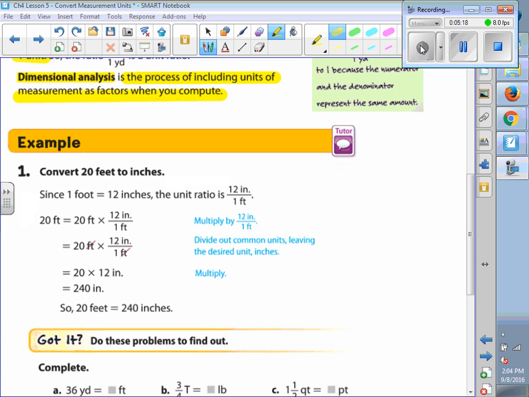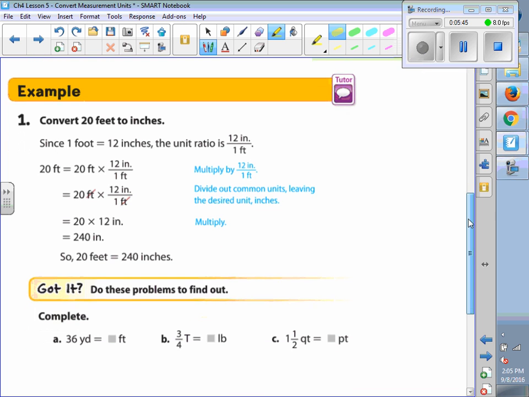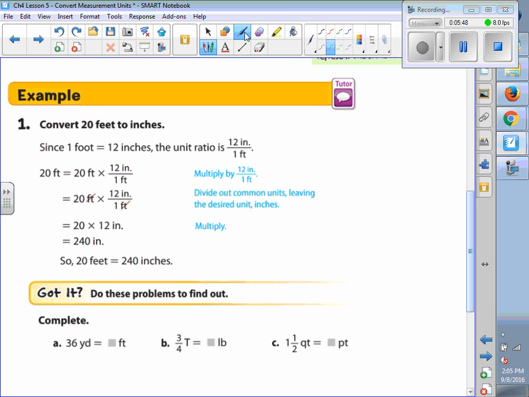So here we want to convert 20 feet to inches. Now, since we have 1 foot is equal to 12 inches, the unit ratio is 12 inches to 1 foot. Okay, that's what we're going to use for conversion. I like to do this a little bit differently. It just looks a little different. It's a little more organized, I think. So let's convert using my way of doing dimensional analysis. Okay? So we're going to start with 20 feet. And I do want you to write this in your scribe.